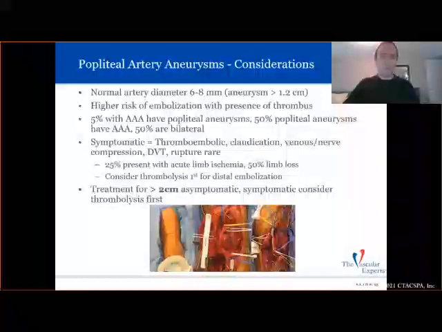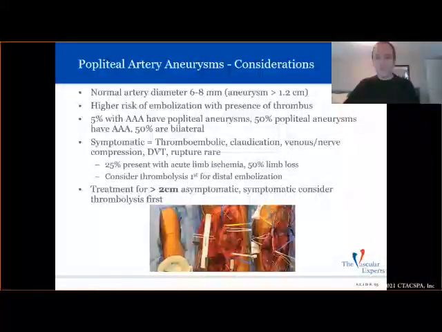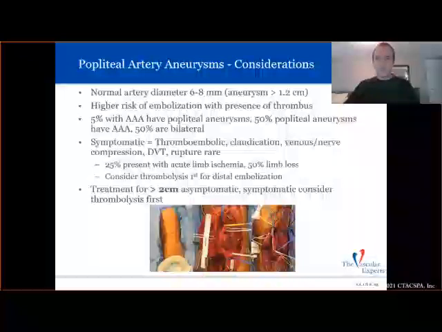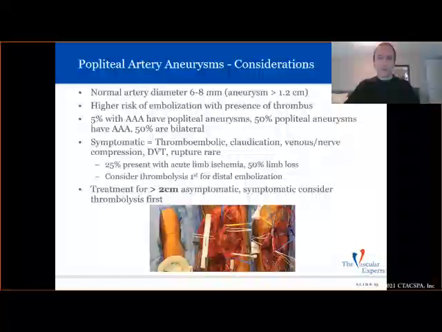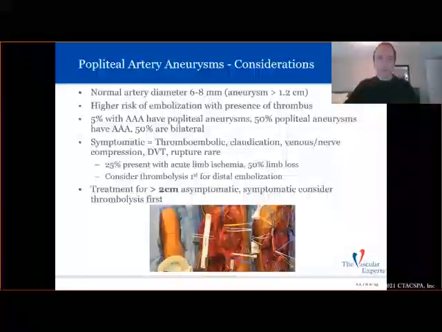And that's really it. I think the rule of 50 is what they usually push for this disease process, which is 50% of these aneurysms in the popliteal are associated with abdominal aortic aneurysm, and 50% have a contralateral aneurysm in the popliteal artery, and also 50% that present with acute limb ischemia from a popliteal aneurysm have limb loss with surgery. So good to be aggressive about treatment with these.